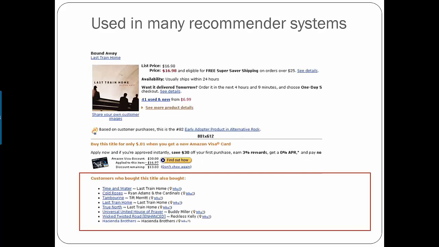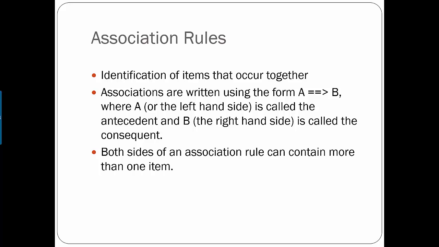This is used in many online stores. When you make a purchase, or when you're looking to buy something, suggestions are given, like people who looked at this also looked at this and this and this. These are based on association rules.